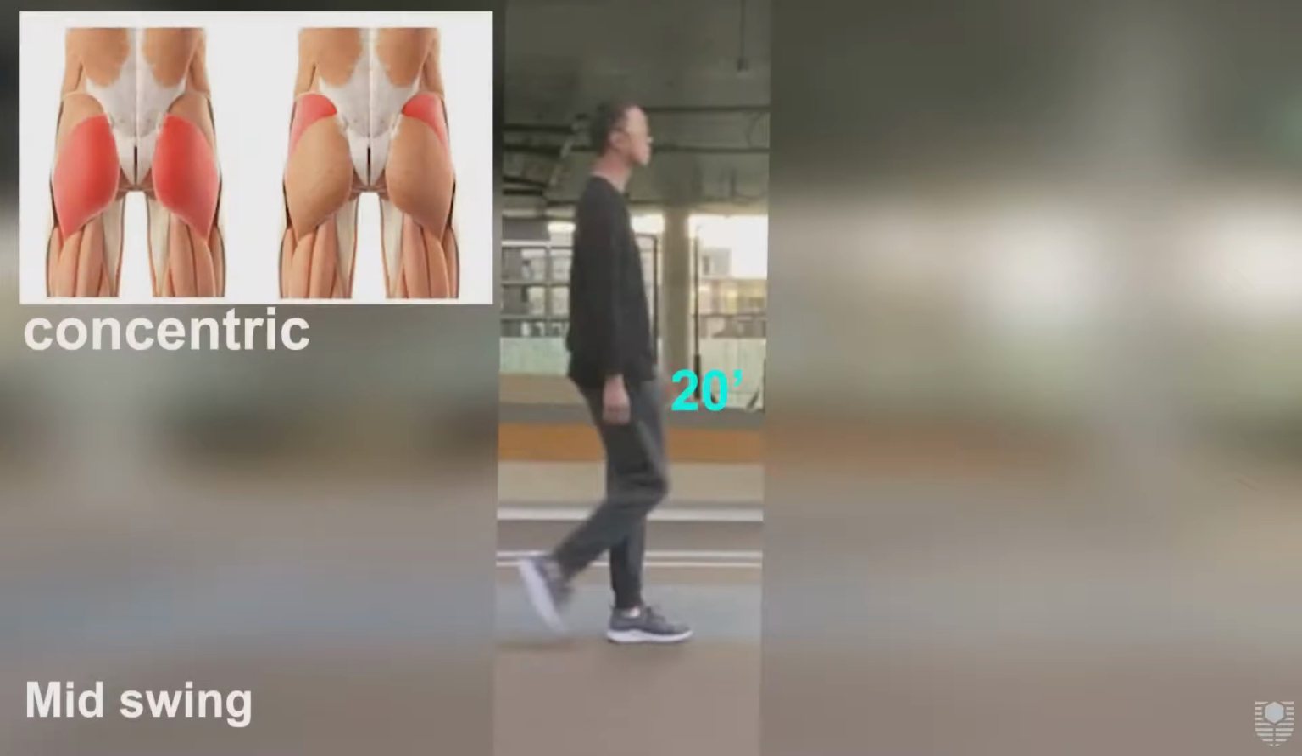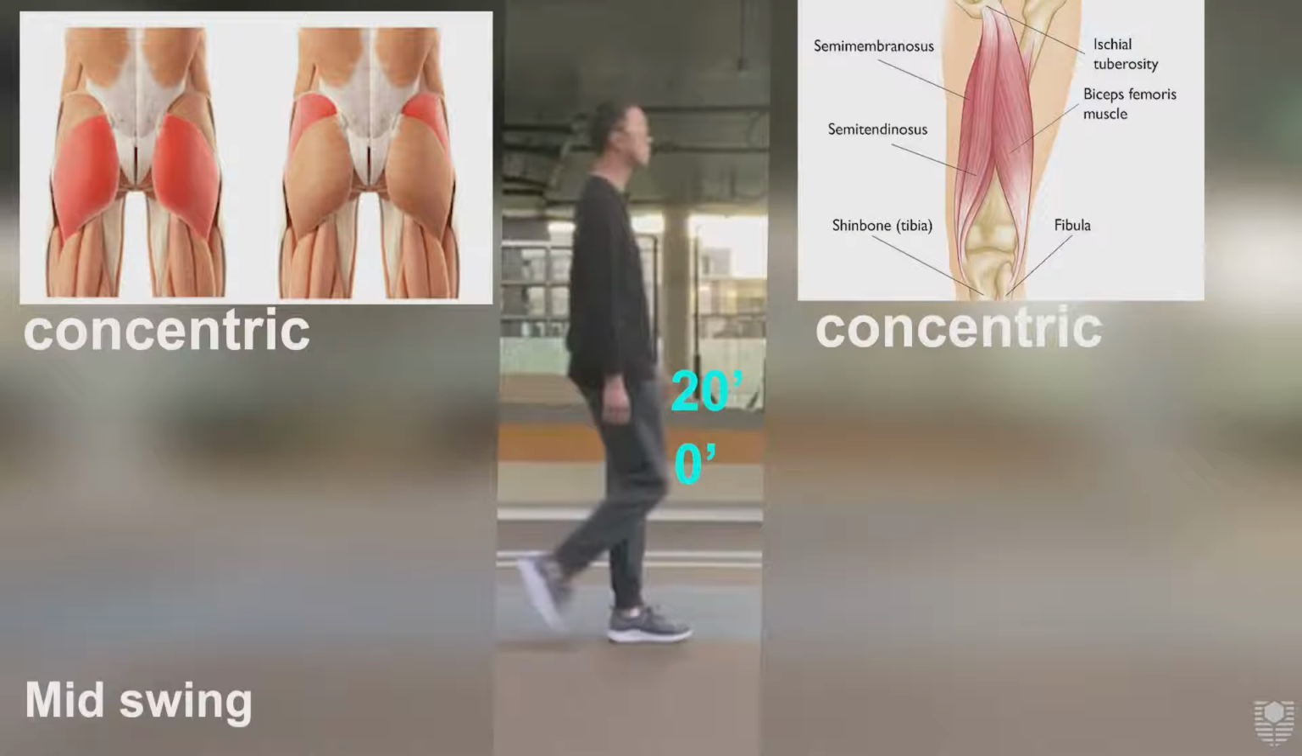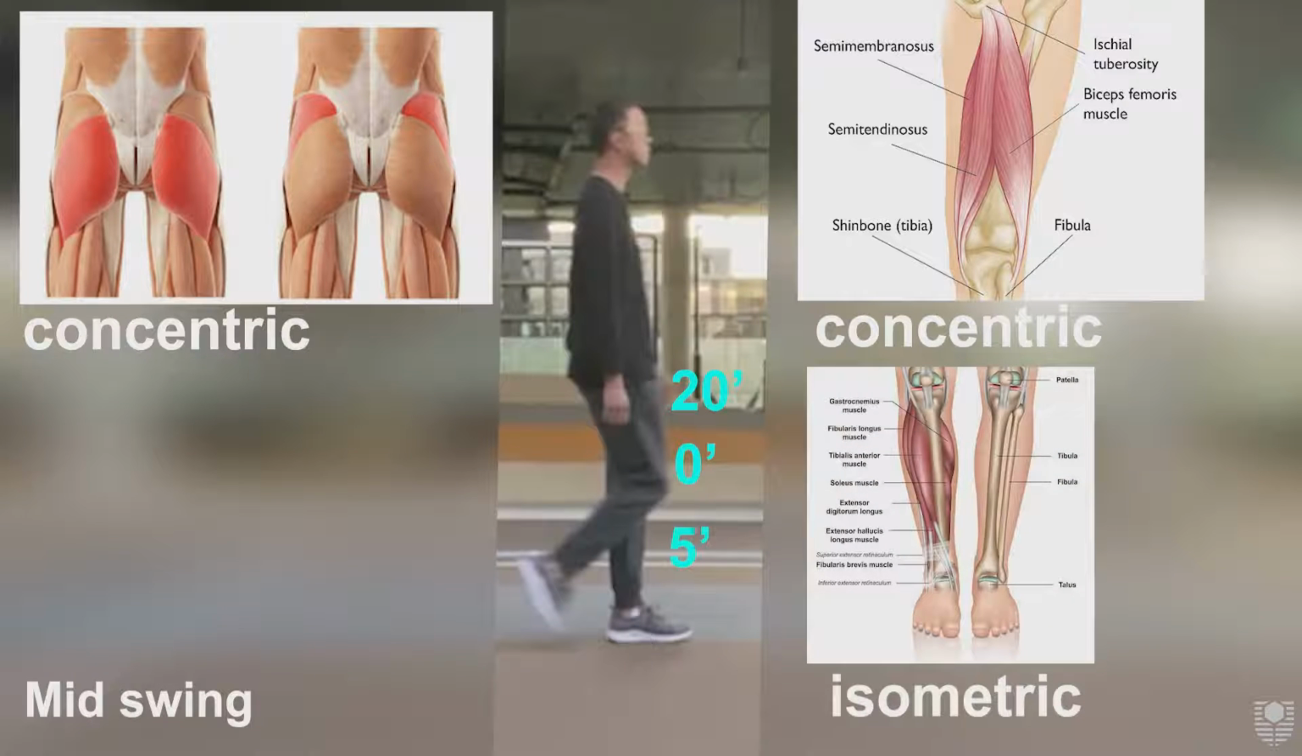In mid-swing, hip extensors control flexion from adjacent to 20 degrees as the hip is driven by momentum. Knee flexors concentrically flex 30 degrees to clear the foot and get ready for heel strike. The ankle dorsiflexors begin at approximately 5 degrees of plantar flexion to neutral. Dorsiflexion is maintained by isometric contractions of the dorsiflexors. It positions the foot.